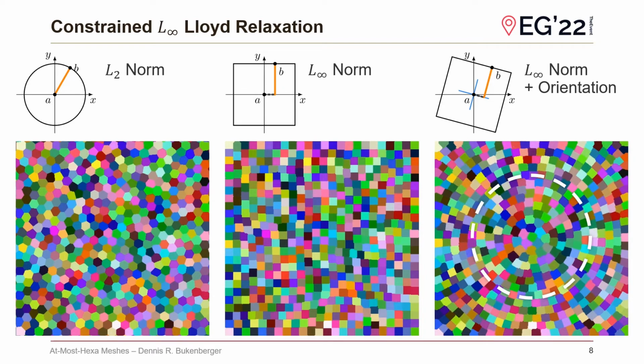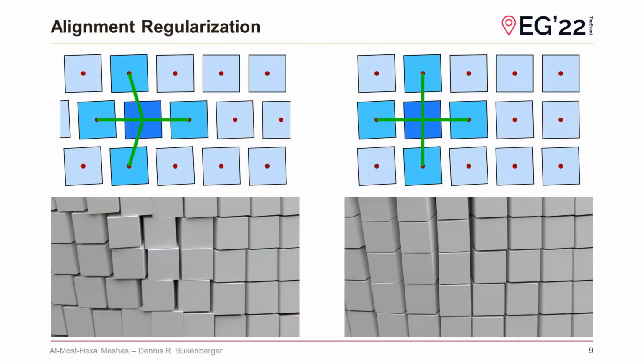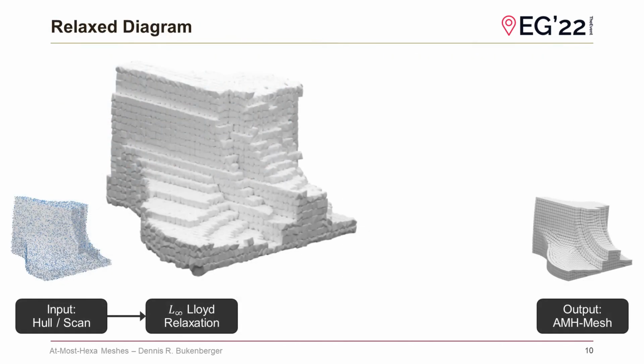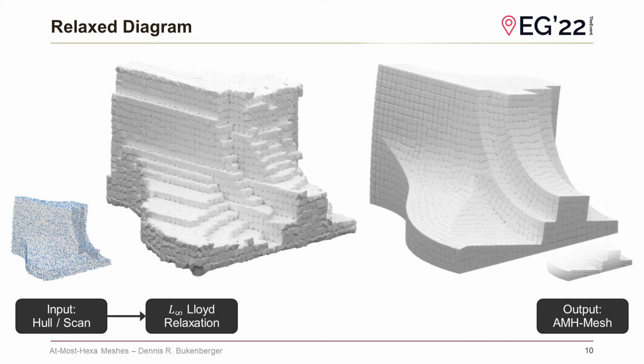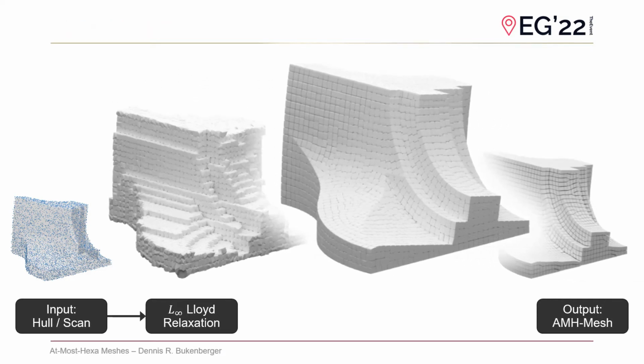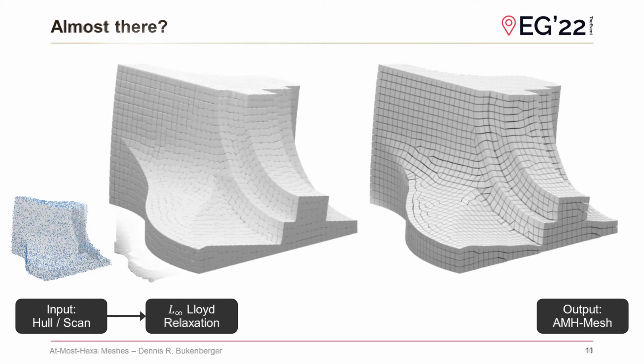The relaxation alone, however, does not guarantee proper cell alignment. Therefore, we need additional regularization forces. These also apply during the relaxation phase and pull cells into a grid-like arrangement based on a special nearest neighborhood. Here we can now see the result after the constrained relaxation. And it looks like we're almost there, right? But these are still cells of a Voronoi diagram and far from hexahedral. These are still arbitrary complex polyhedra.